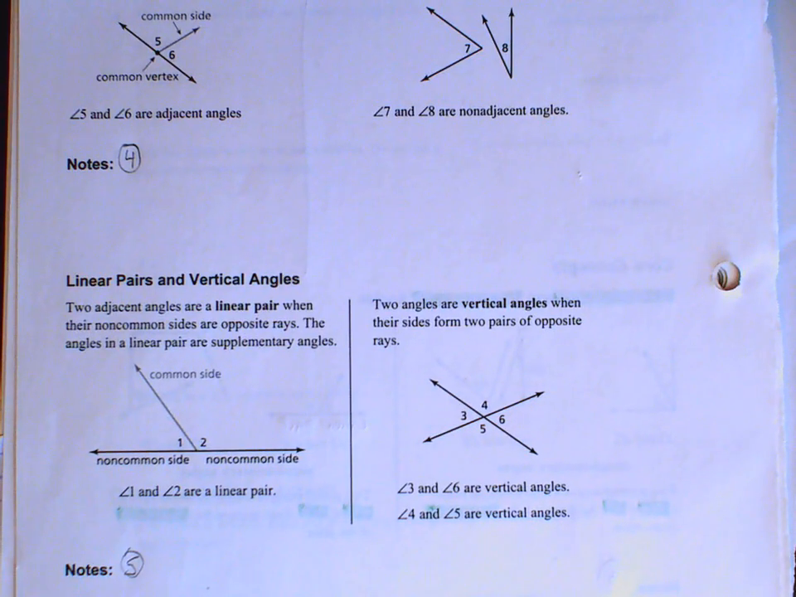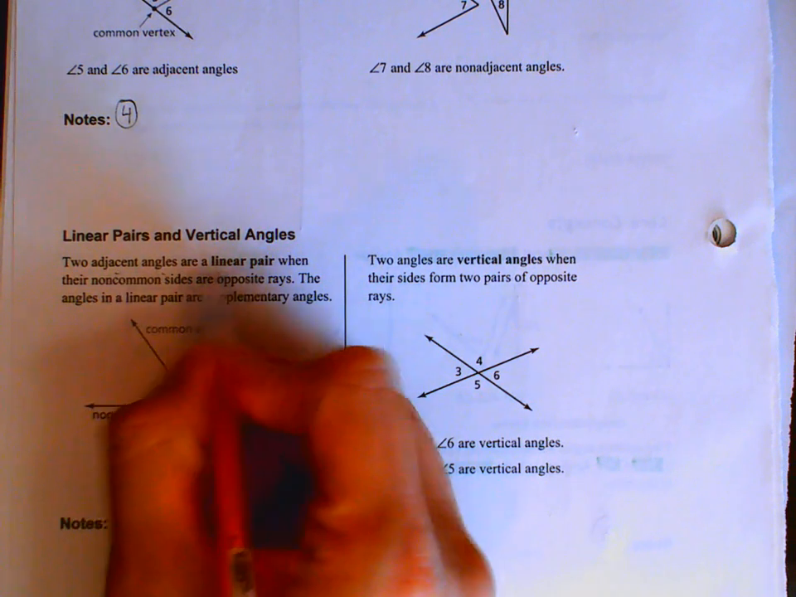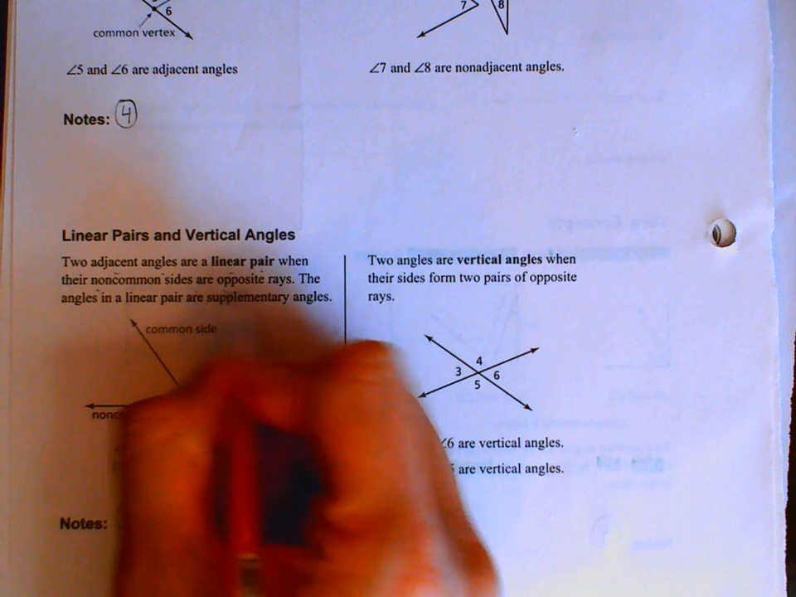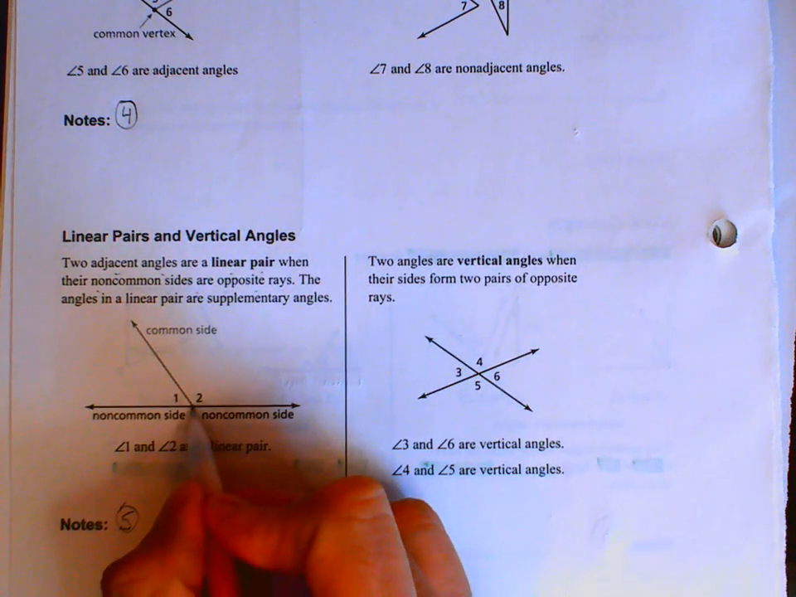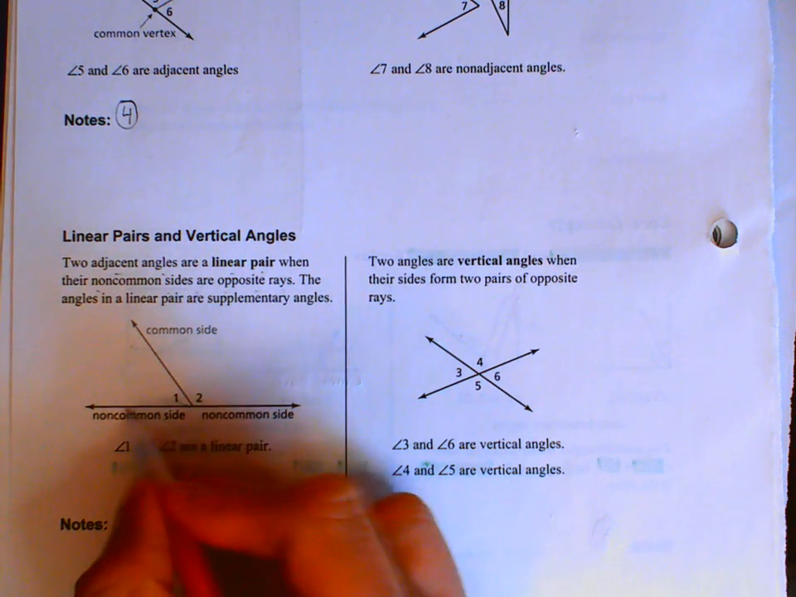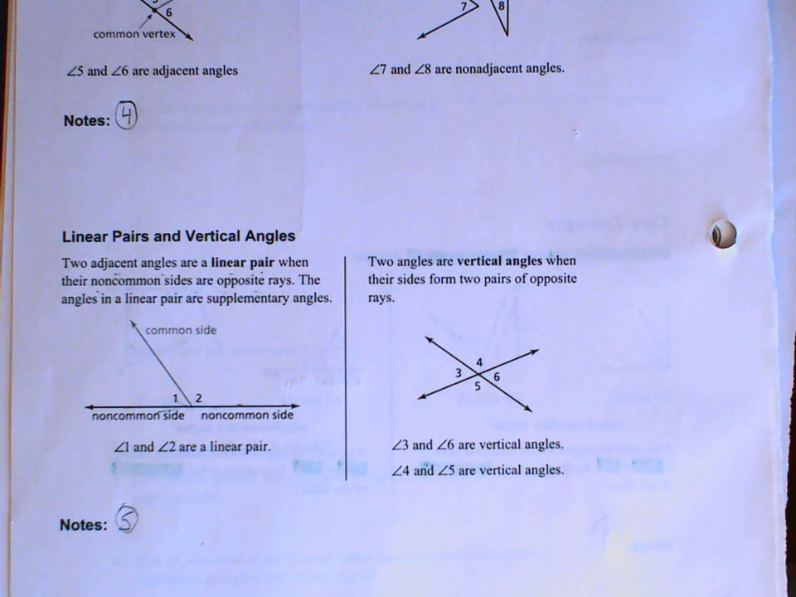We already talked about linear pairs. Two adjacent angles are called linear pairs when their non-common sides are opposite rays. A little confusing. Pretty much saying that you have the common vertex and the non-common sides. Like this is the common side. These are the non-common sides. That means that they have to be opposite rays. One has to go in one direction. The other one has to go the other direction.